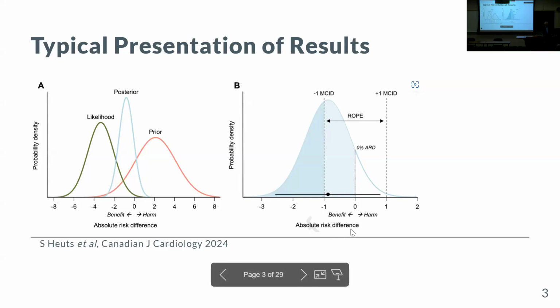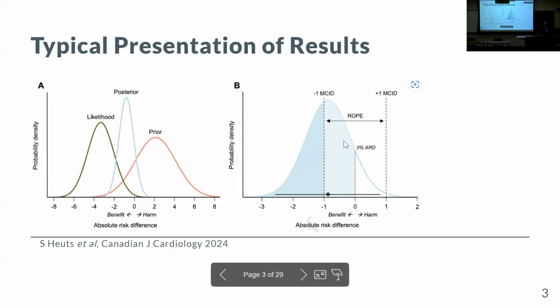This is an absolute risk difference scale. Benefit negative, harm is positive. And this is the posterior distribution after you collect the data. This is a region of practical equivalence, ROPE. So we just said -1 to +1 absolute risk difference is a region of similarity of the two treatments. They're practically equivalent. So you can calculate the probability that the treatments are practically equivalent.